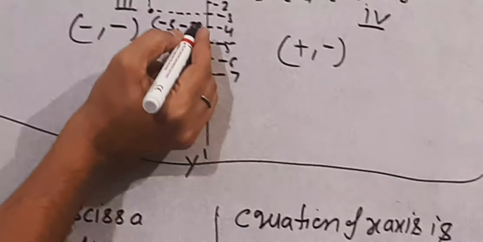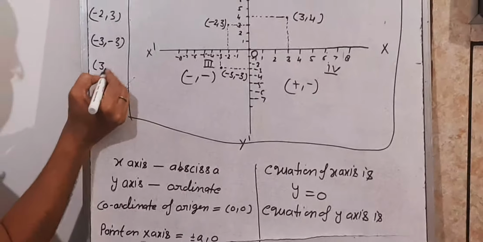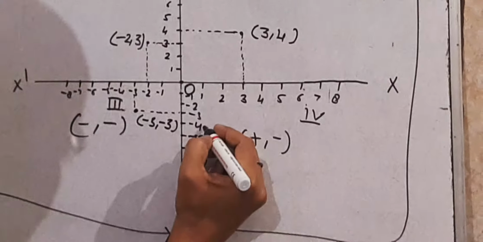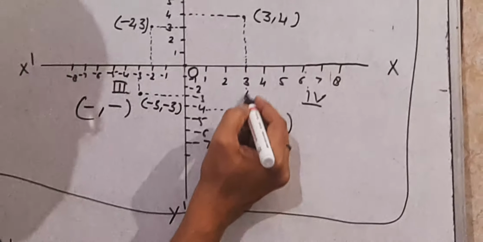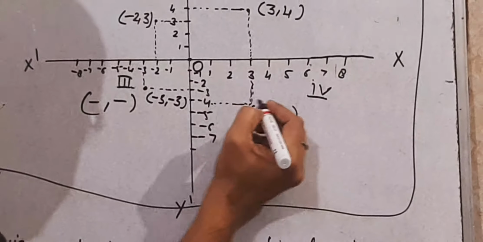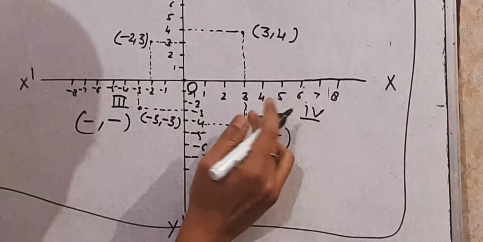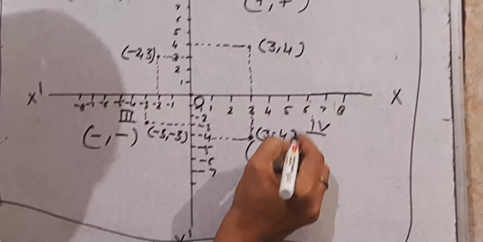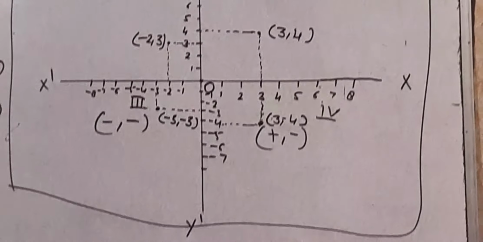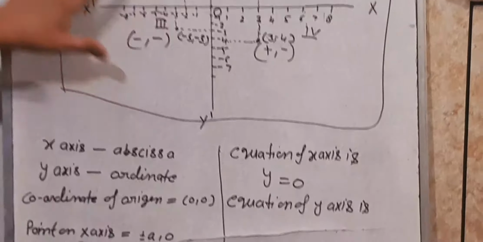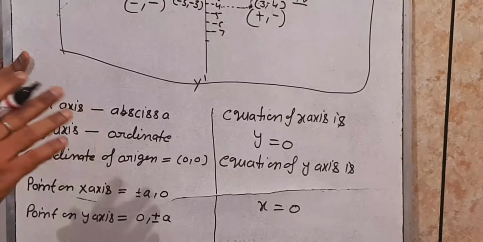Now suppose that there is a point (3, -4). Here x equal to 3 and y equal to minus 4. This point will lie in the fourth quadrant. Understood? So this is the process to locate a point in the Cartesian plane, in the first, second, third and fourth quadrants.